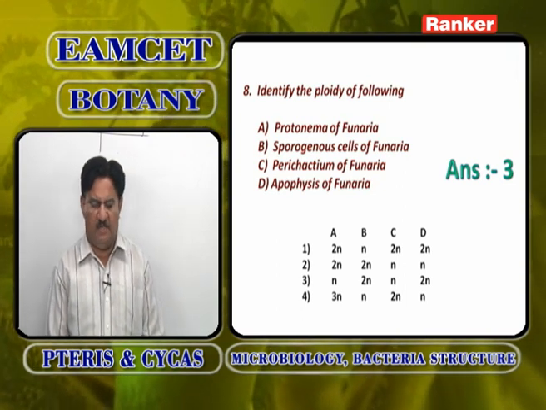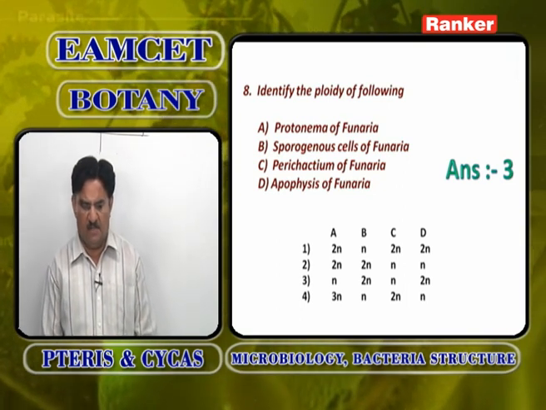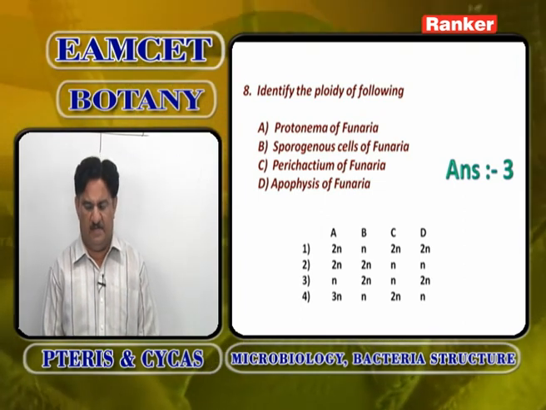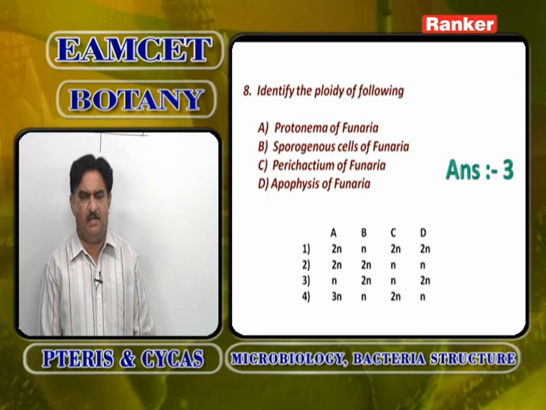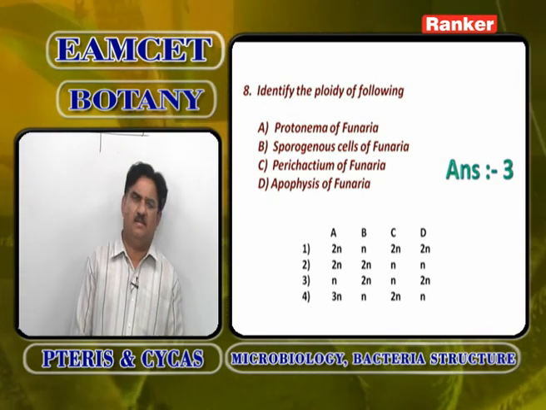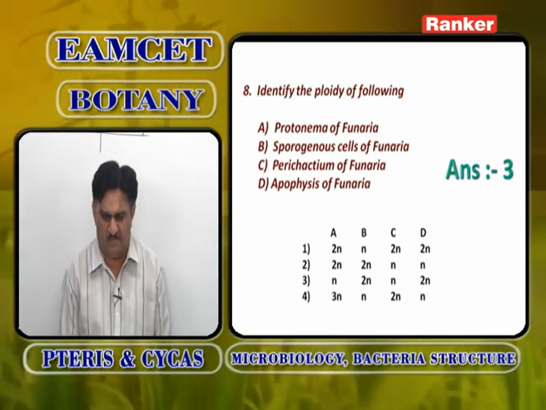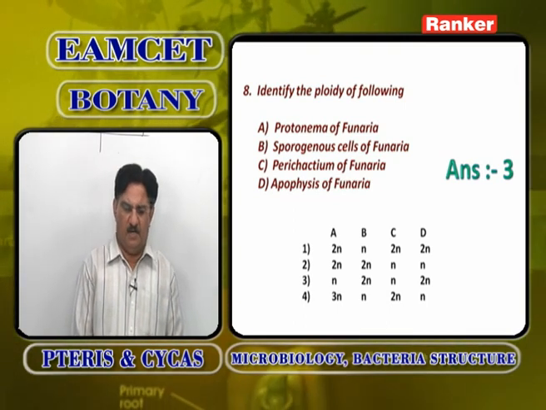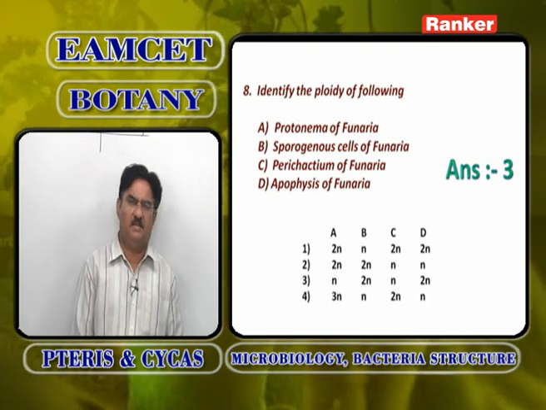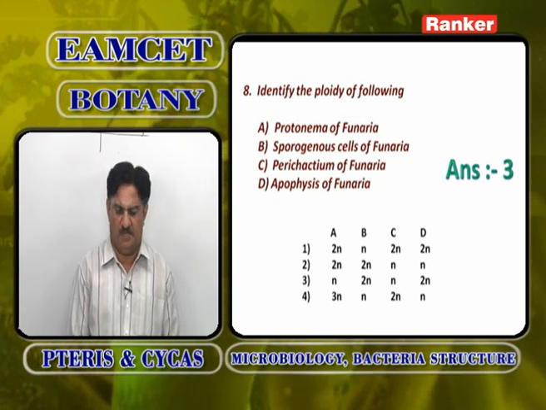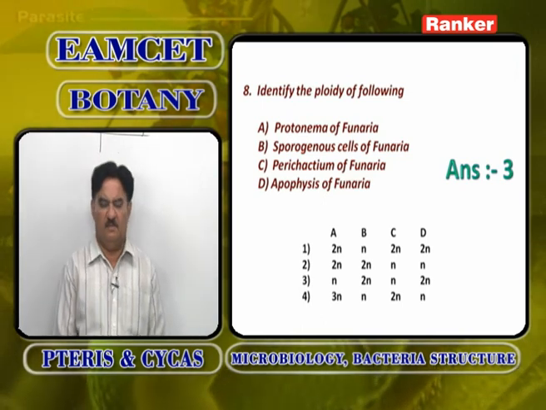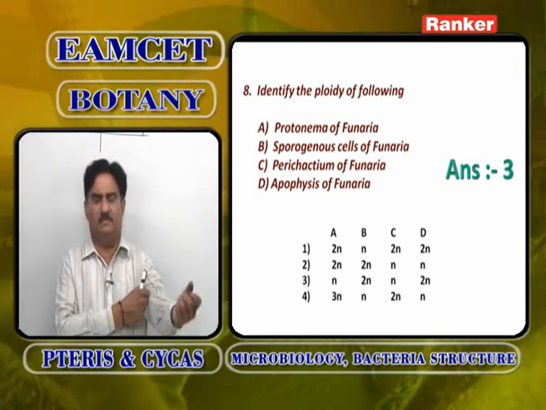So the protonema of Funaria is haploid, N. The sporogenous cell of Funaria is present in the sporophyte, hence it is 2N. The perichaetium of Funaria surrounds the archegonial cluster, so it is present in the gametophyte and definitely haploid. The apophysis of Funaria is present in the sporophytic capsule, so it is 2N. Answer is N, 2N, N, 2N. Third option.